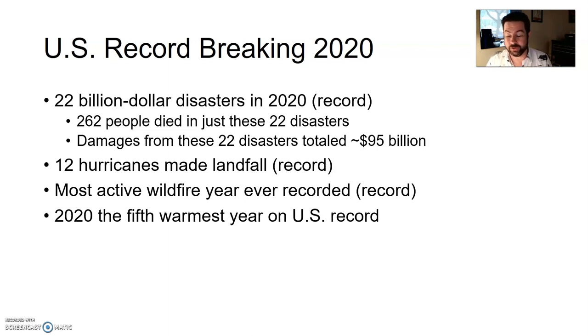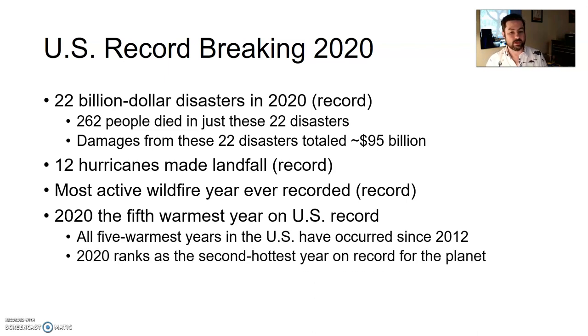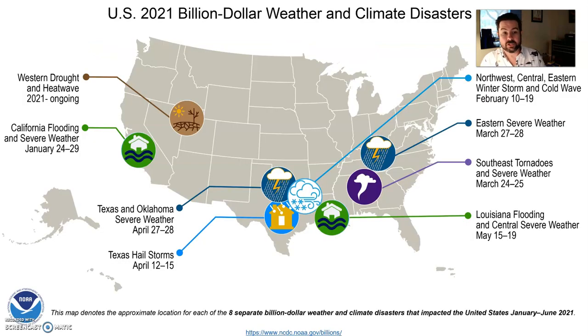It's the 5th warmest year ever on U.S. record. But funny to note that all 5 of the warmest years in the U.S. have occurred in the past 10 years, since 2012. 2020 ranks as the 2nd hottest year on record for the planet, 5th hottest for the country. So far this year, this is what we're looking at. Some of the $1 billion events tied to flooding, tied to storms, tied to hailstorms. But again, this ongoing drought in the West. And this is just so far. We got 8 going so far.